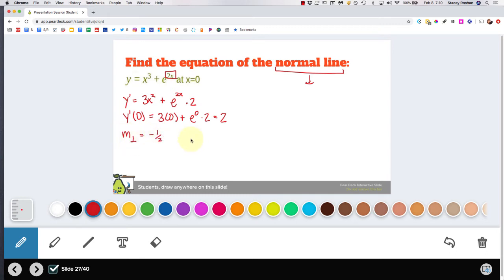Now what's our point? Our point is y of 0. So you put 0 into the original equation. That would be 0 plus e to the 0, which is 1. So the equation of our line is y minus y1 equals the slope times x minus x1. Y equals negative 1/2 x plus 1 is the equation of our normal line.